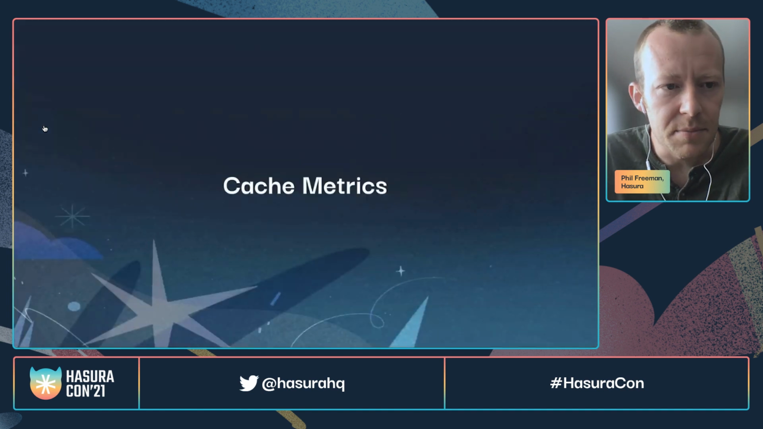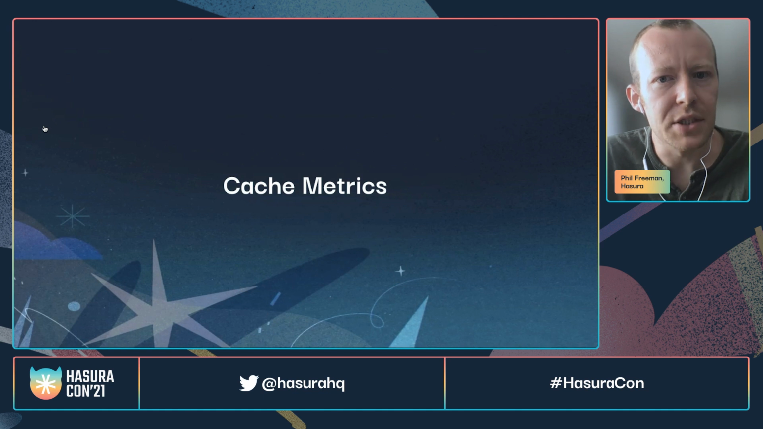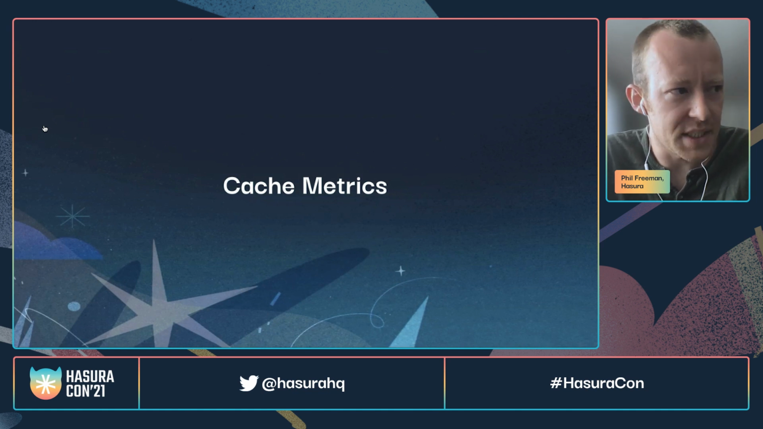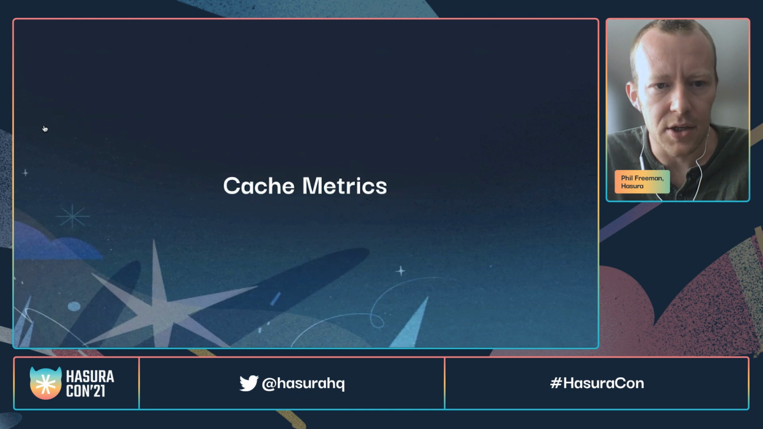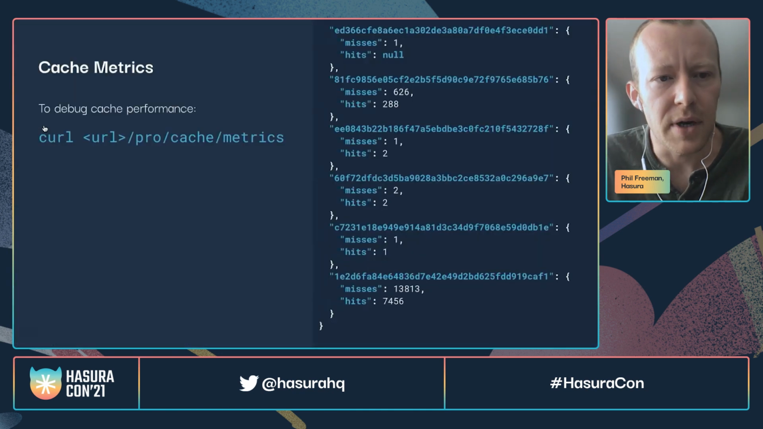Okay, so speaking of performance, how can we measure the performance of the cache itself? This is something we needed to solve for ourselves in development for our own debugging purposes. And we added this API, Cache Metrics, in order to solve it, and it's available for general use. So here's a new endpoint, Pro Cache Metrics, and if you curl this endpoint on your Hasura Cloud server, you'll get back a collection of metric information as JSON.